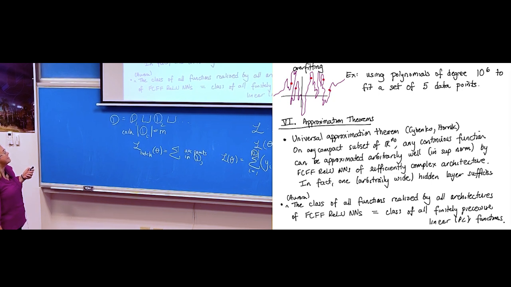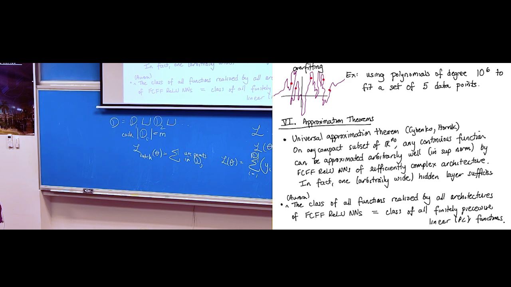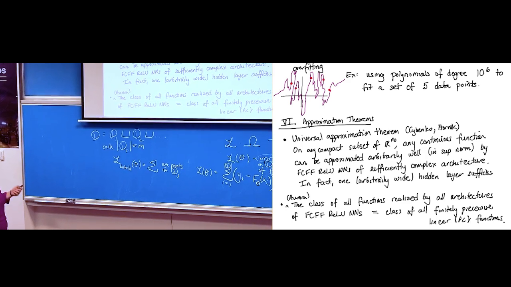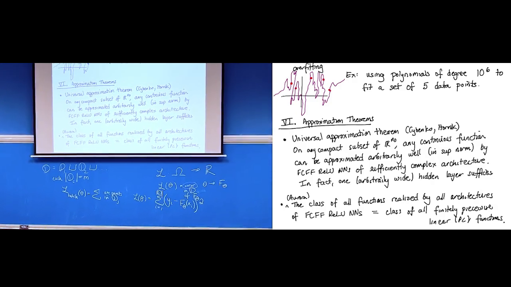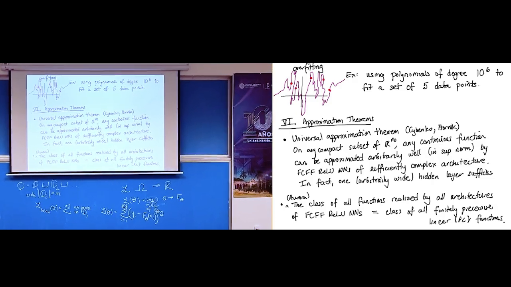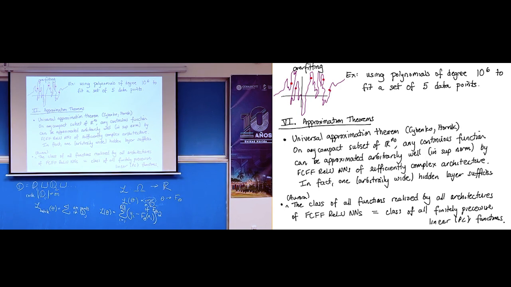Okay, knocking out topics. Next, we're on topic 6. I wanted to mention 2 different approximation theorems. The first is called the universal approximation theorem, and it tells you that this class of functions can do a lot. That is, if you pick any compact subset of your domain and any continuous function on that compact subset, you can approximate it arbitrarily well using one of these functions.